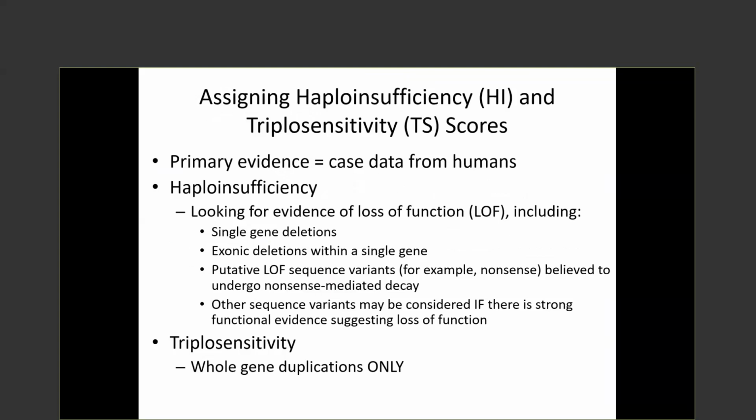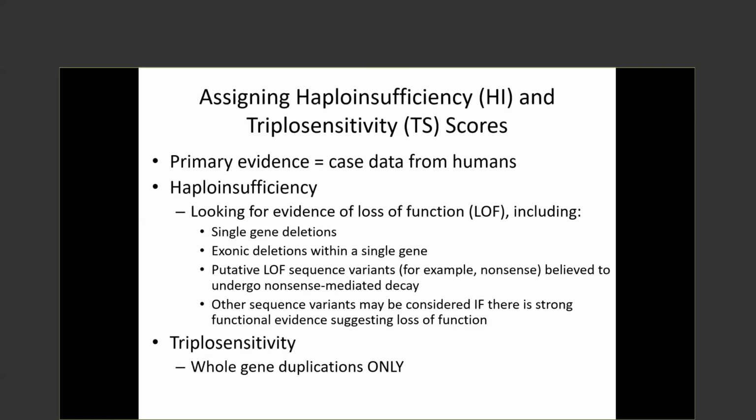So our primary evidence is case data from humans. For the haploinsufficiency score, we're looking for evidence of loss of function, such as single gene deletions, exonic deletions within a single gene, or putative loss of function sequence variants, such as nonsense, that are thought to be undergoing nonsense-mediated decay. Other types of sequence variants may be considered if there's strong functional evidence suggesting loss of function.